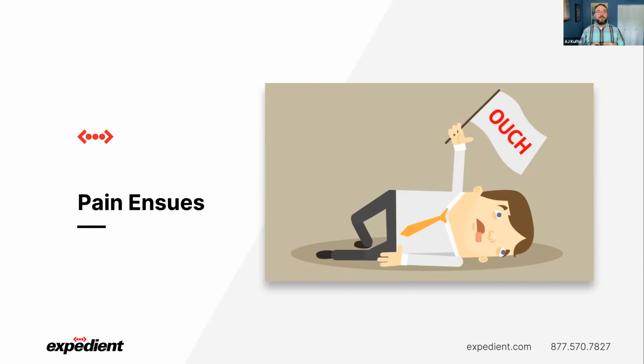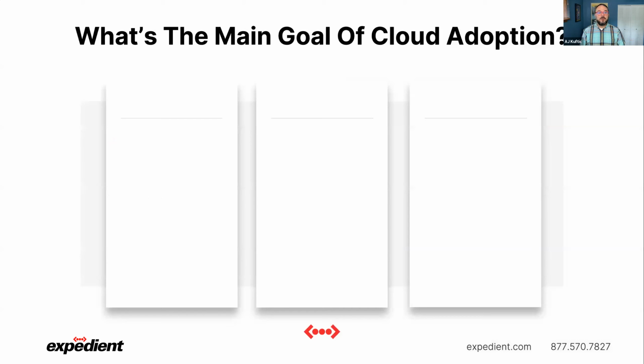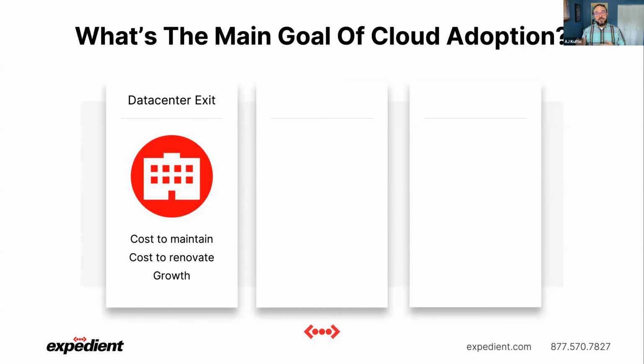And so we have to figure out what it is that we're going to use and why we're going to use them. It starts with our main goal. And in the traditional infrastructure space, it's to get out of the data center, because data centers, as we at Expedient know, we have 12 of them, they're very expensive. They cost a lot to maintain, they cost a lot to renovate, and growing is really, really hard, right?